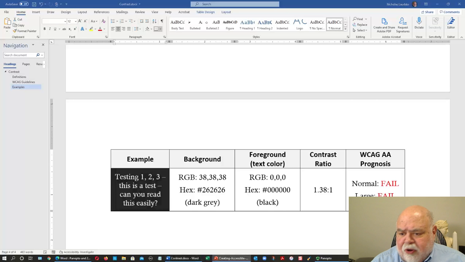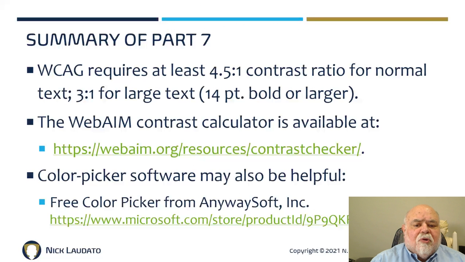And that's the main point for today. In summary, this standard from WCAG requires at least a 4.5 to 1 contrast ratio for normal text, 3 for large text. There are tools to let you find out what those colors are, and as you can see, it's built into Word for certain things like the background color and the text color.